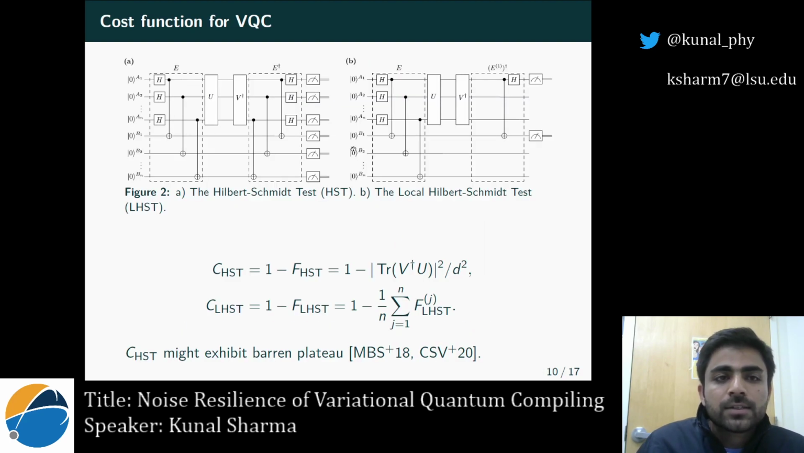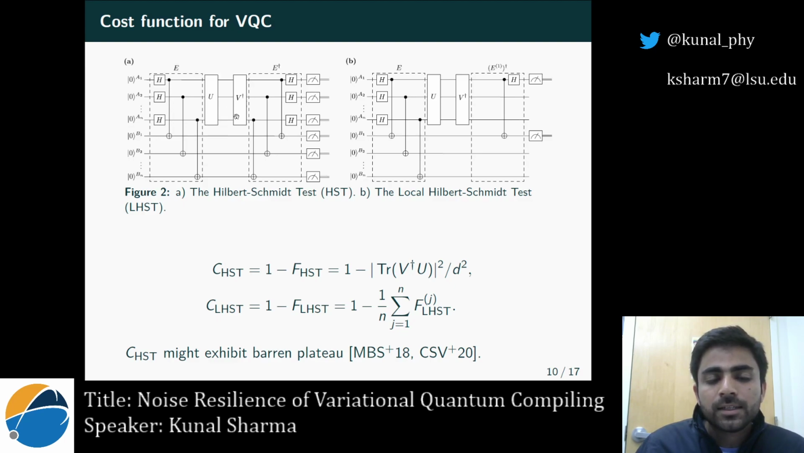So now the next question is, what is the cost function for variational quantum compiling? If we want full unitary matrix compiling, then the cost function is defined as follows. Let's say we start with the all 0 state on system A as well as B. And our goal is to implement unitary U, which is the target unitary, on system A only. So in the initial part of the circuit, we are preparing a maximally entangled state on n qubits. Then we apply U on half of those qubits.